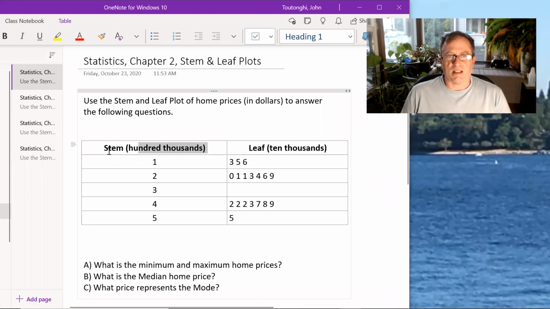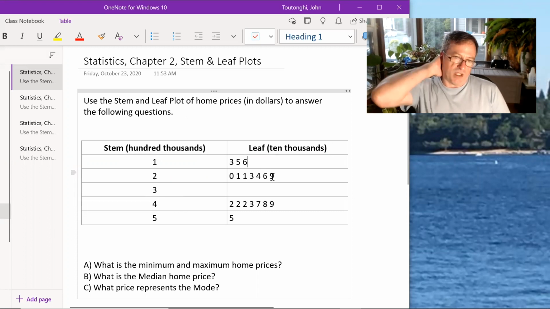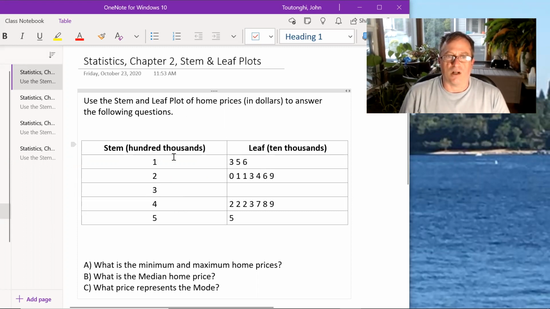So the stems here are being given with a place value of 100,000s. So one here means $100,000. A two here means $200,000. A three, $300,000, et cetera. The leaves, or the leaf here, is in 10,000s. So a three here means 30,000. A five here means 50,000. Six, 60,000, et cetera.